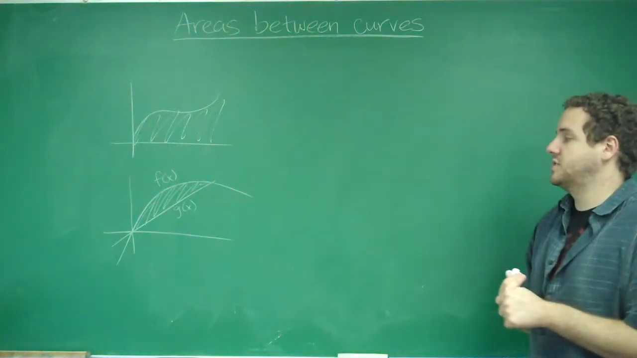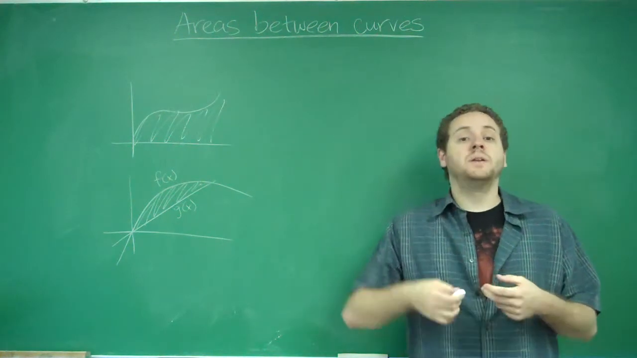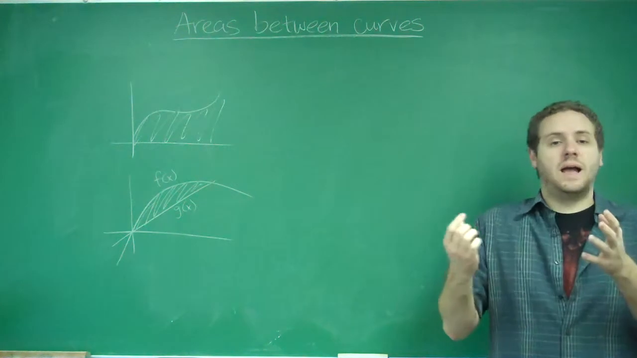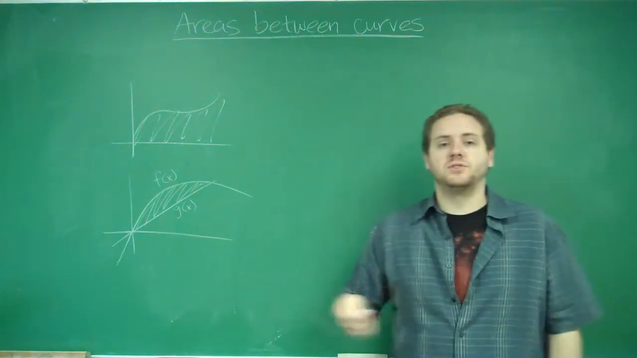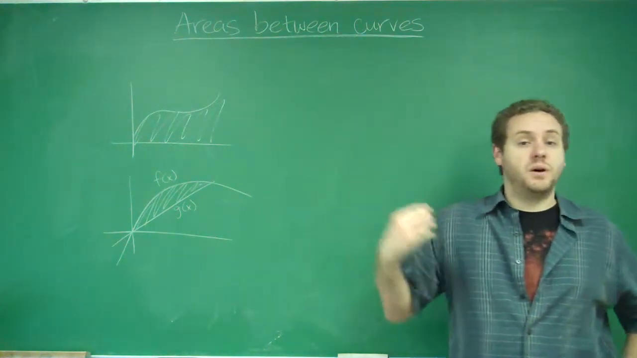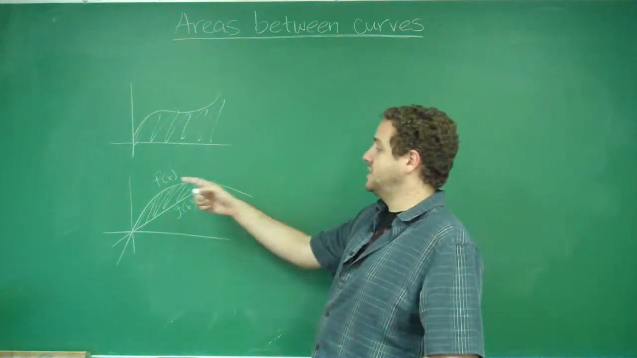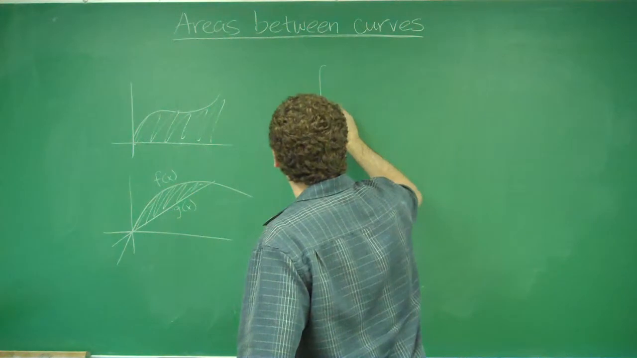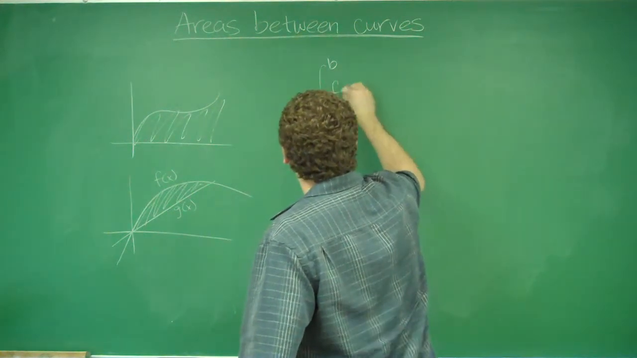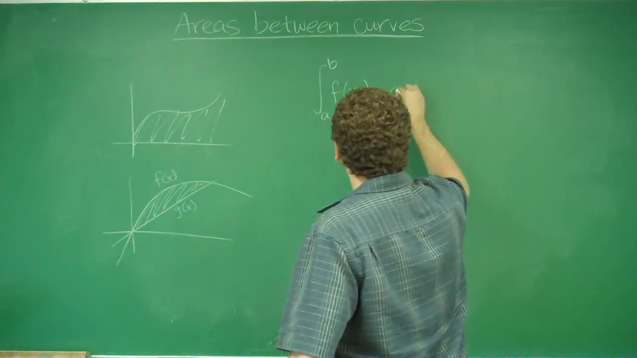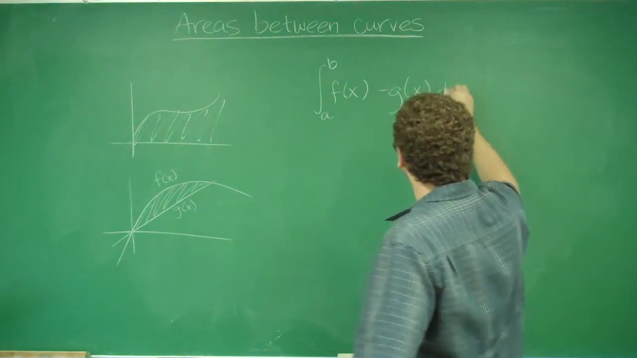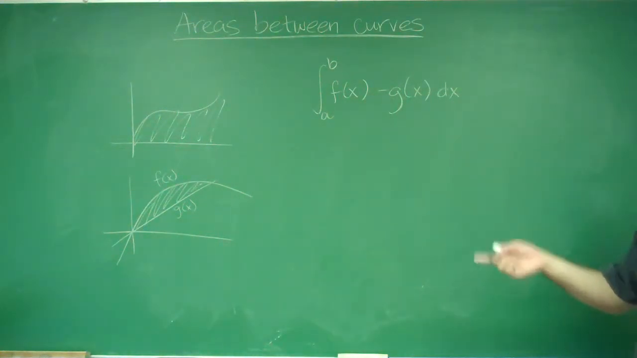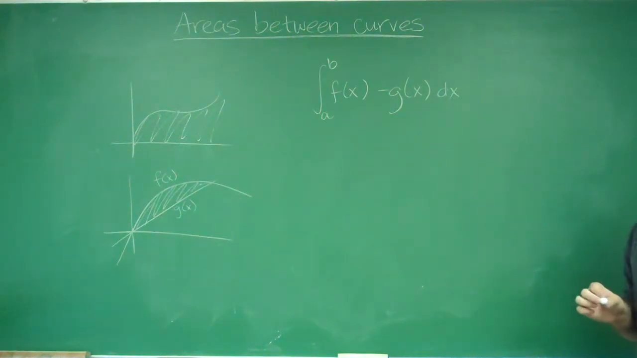So first of all, there's a couple things you need to determine. Which one is the higher one? And oftentimes they're just going to give you two algebraic expressions and not a graph, so you're going to have to figure out which one's above the other. So whichever one's on top, that's the one you start with, f of x. You subtract whichever one is on the bottom of their relationship to each other.